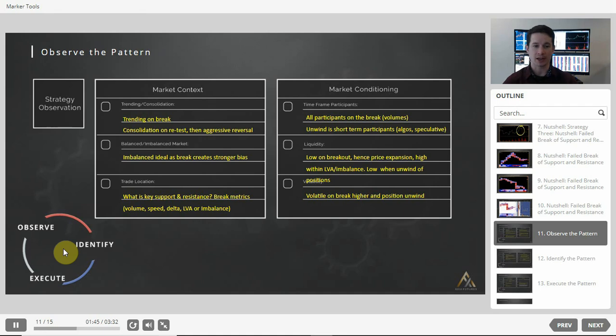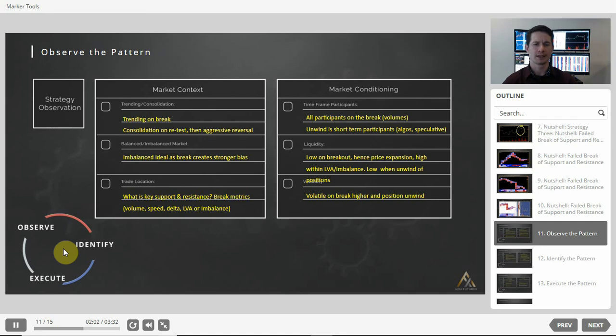And in terms of trade location, we spoke a lot about where we can find key support and resistance, and we spoke a lot about some of the important metrics to focus on to identify a key break, and they were volume, speed, delta, a low volume area, or imbalance.